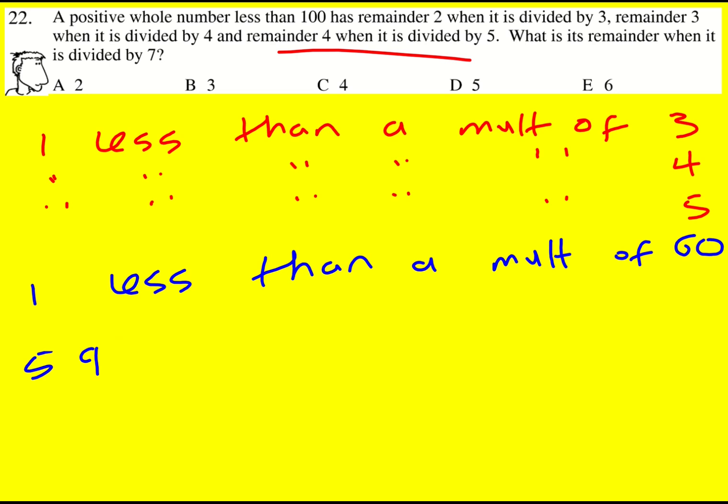So this is going to be the number, in fact, and therefore we just need the remainder of this when we divide by 7. 7 times 8 is 56, leaving a remainder of 3. Brilliant.